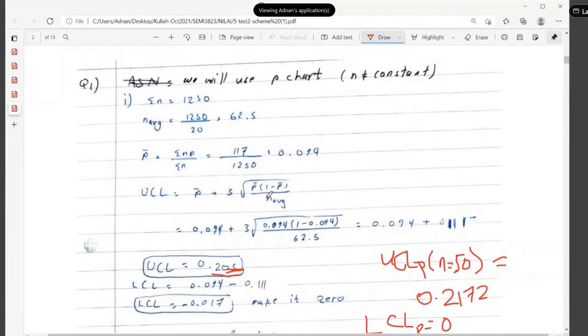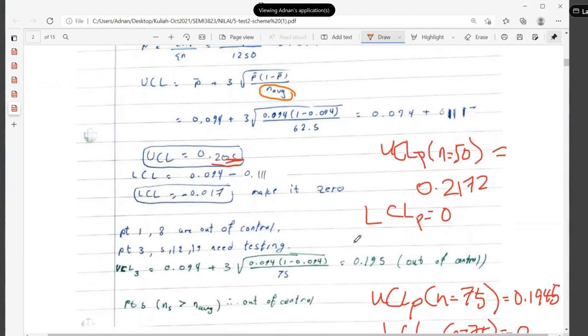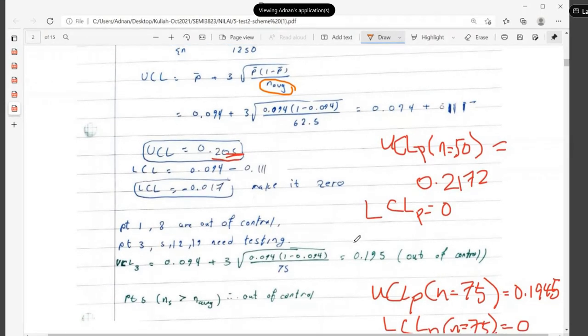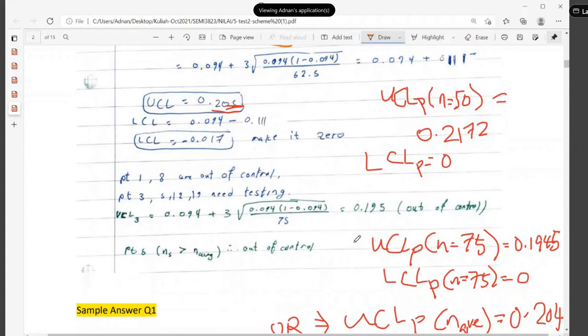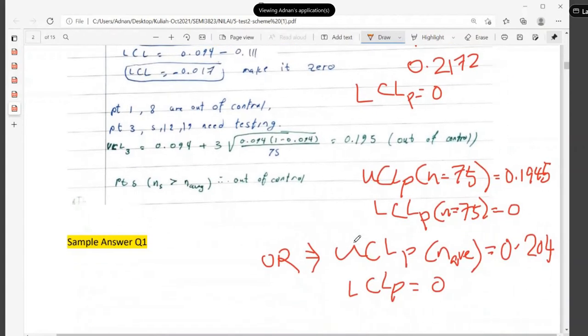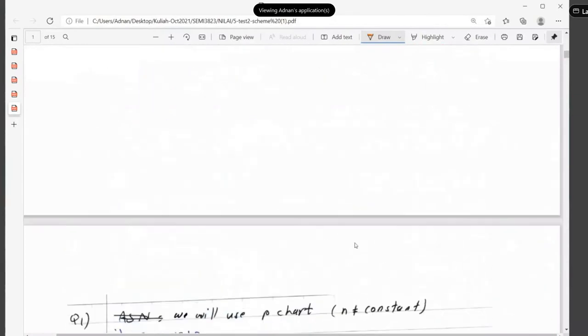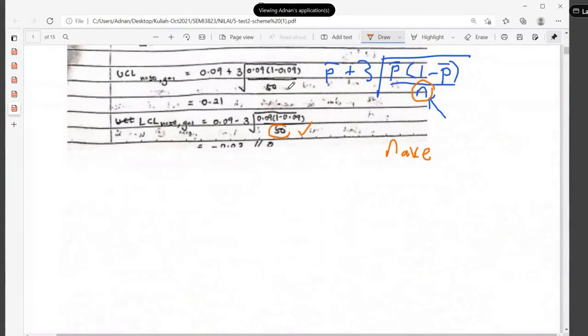I think this student, the other question, solution is using N average. How you get an average? Summation of N 1250 divided by 20 subgroups, got 62.5. So this N average is used in the formula. I think you can go through lah. Yang lain tu is standard lah. Okay, any question on this? Okay, I move to soalan yang kedua.